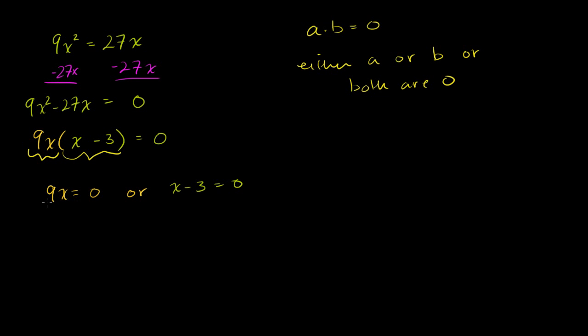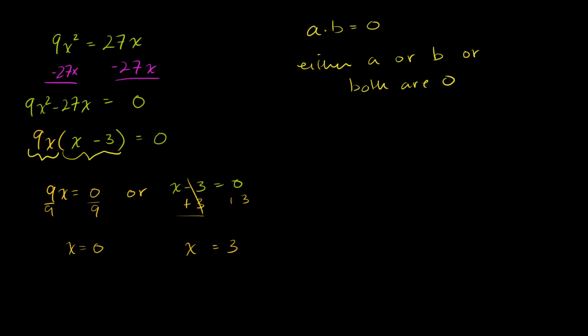This we know how to solve. Divide both sides by 9. You get x is equal to 0. This we know how to solve. Add 3 to both sides, and you're left with x, because these cancel out, is equal to 3. So this equation here actually had two solutions. x could be 0, and you can verify that: 0 is equal to 0. Or x could be equal to 3: 9 times 3 is the same thing as 27 times 3. And you might have been able to figure that out in your head, but when you do it this way, you make sure that you get all of the solutions to the problem.